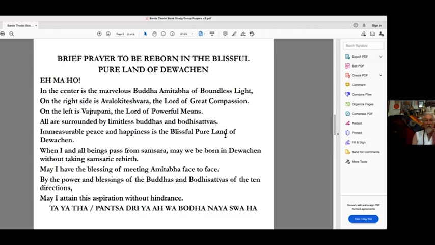When I and all beings pass from samsara, may we be born in Dewachen without taking samsaric rebirth. May I have the blessing of meeting Amitabha face to face. By the power and blessings of the Buddhas and Bodhisattvas of the 10 directions, may I attain this aspiration without hindrance. Tayata pensa dria awa bodhanaye soha.